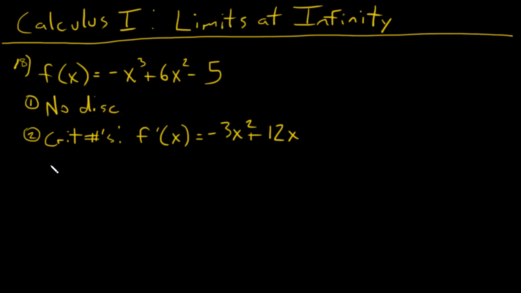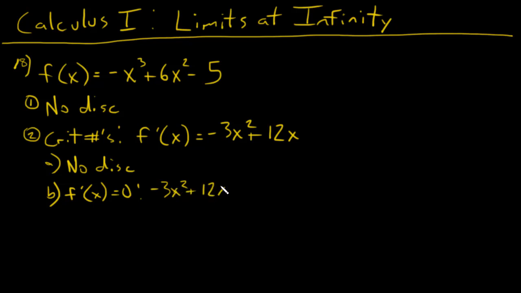And so part A, are there any discontinuities? No, that's still a polynomial, so there are no discontinuities. That's nice. Part B, then we need to set f prime of x equal to 0, which implies that negative 3x squared plus 12x equals 0. And so I'm going to factor out a negative 3x. What I'm going to be left with is x minus 4 equals 0, which means I'm going to have x equals 0 as a critical number and x equals 4.